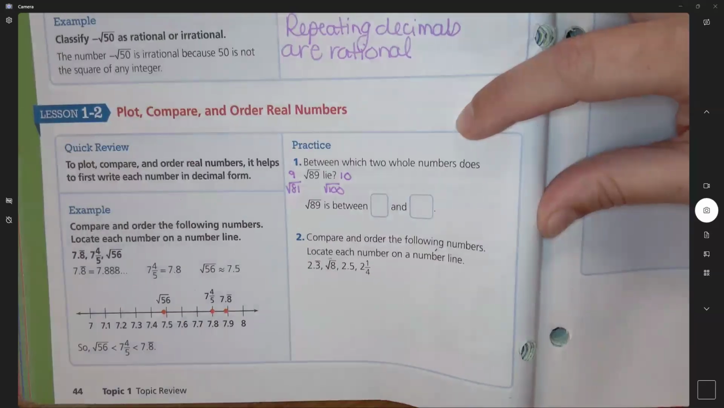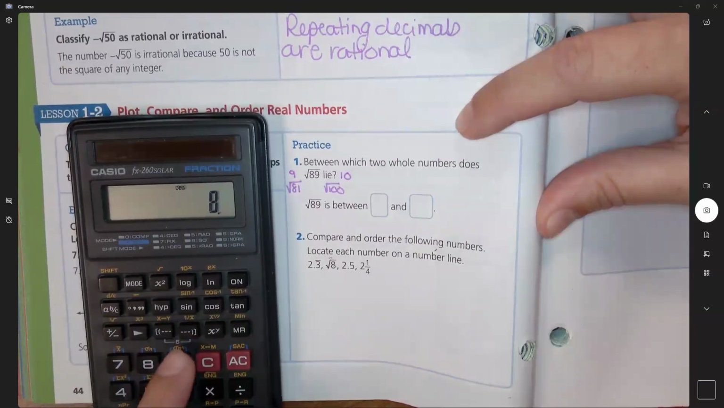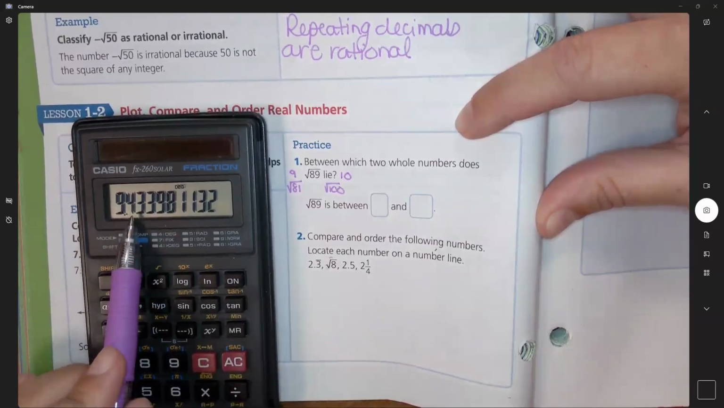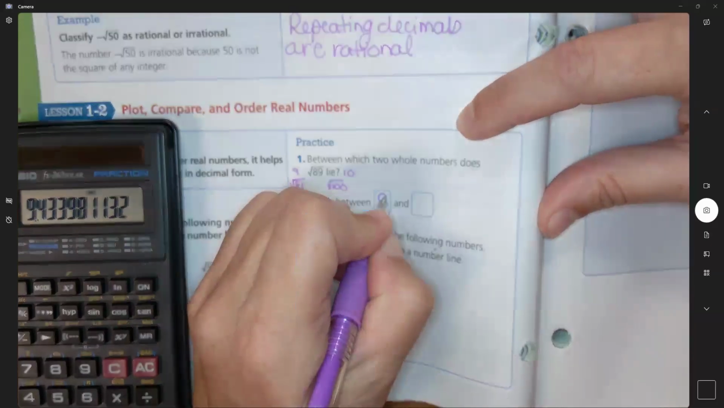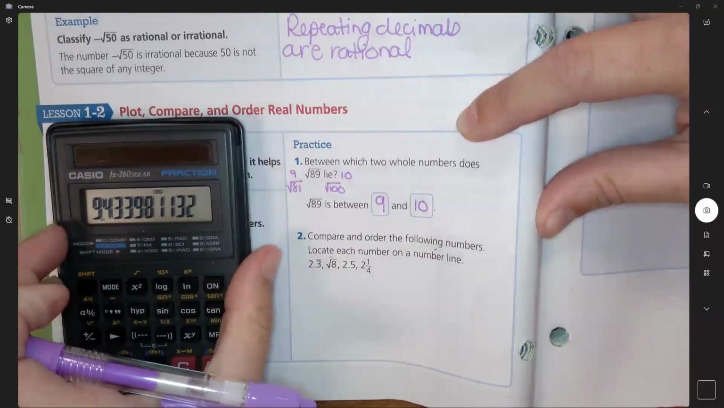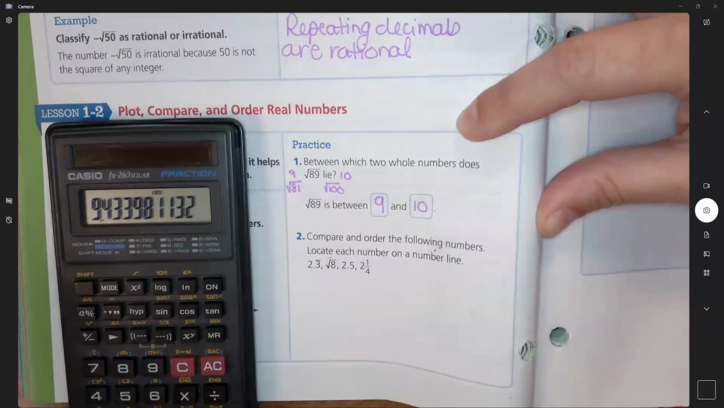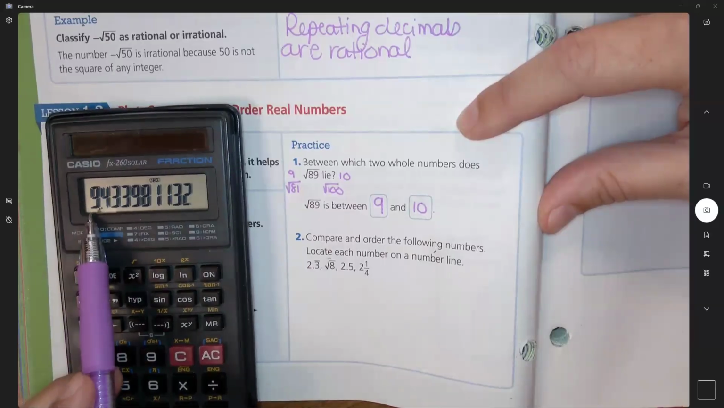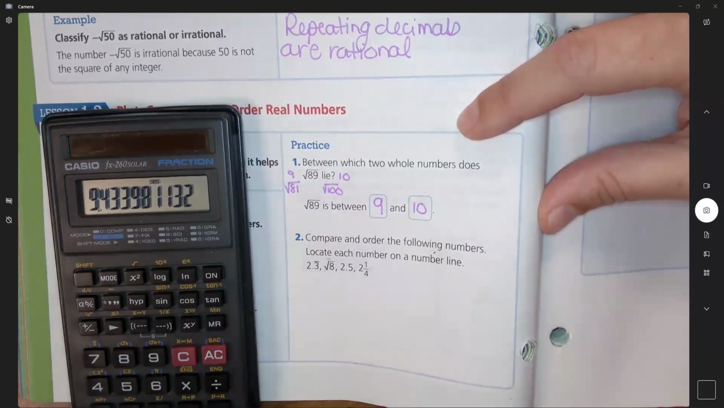The easy way is the handy dandy calculator. We put in the square root of 89, and it's 9.4. So we know it needs to fall between 9 and 10. On a number line, 9 would be the small side and 10 the big side, and 9.4 would be closer to 9, but still in between them.